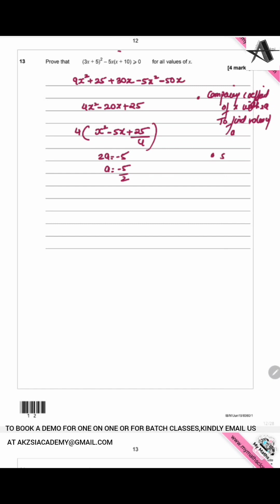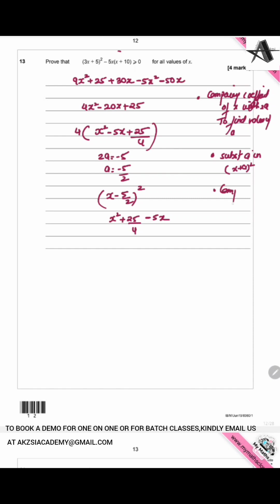Next, we need to substitute a in (x plus a) whole squared. Since we have calculated a as negative 5 over 2, this will become (x minus 5 over 2) whole squared. This will be x squared plus 25 over 4 minus 5x.